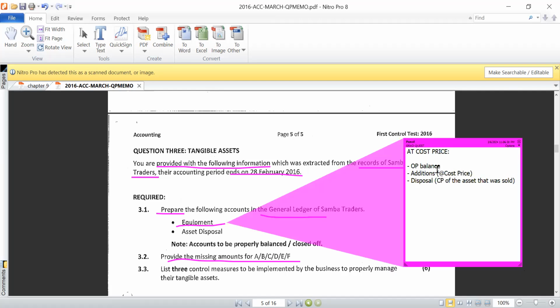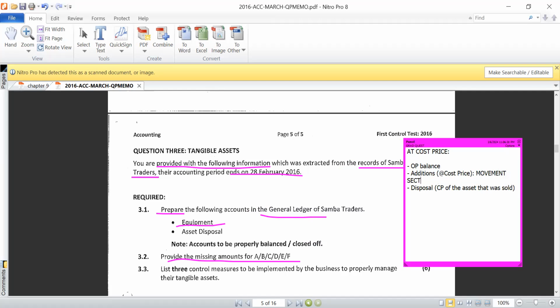Right. So there was an opening balance at cost price, additions, meaning they bought new equipment at cost price, then they sold one of the equipments. So the disposal we are showing in this equipment account is the cost price of the equipment that was sold. That's all we are showing there in the equipment account. Just to remember, we have to refer to the ones that are in the movements part, right? This part, additions and disposal, where do you find them? Movement section. Same thing with the disposal. Where do you find it? Movement section. So far, so good.